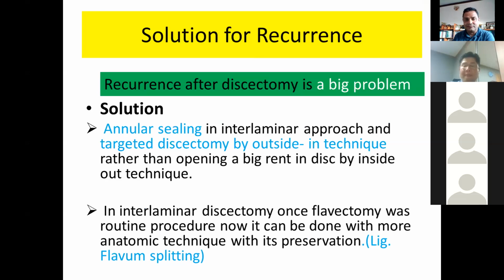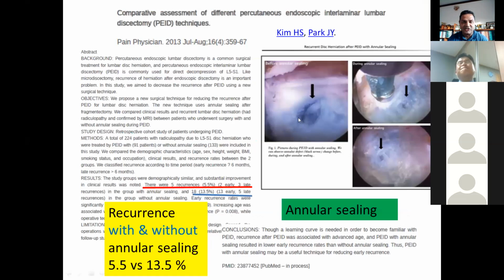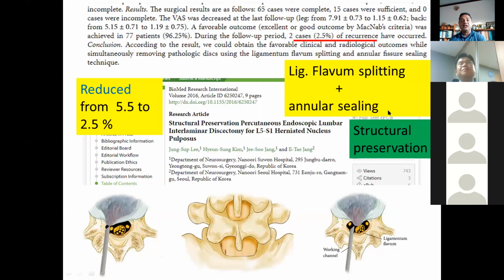This annular sealing and targeted discectomy by the outside-in technique is one method to reduce recurrence. Another method is to approach the discectomy by the anatomical approach, the ligamentum flavum splitting approach, that is structural preservation. A study by Hansen Kim showed that with the annular sealing technique, the recurrence rate dropped from 13.5% to 5.5%. And when he added the ligamentum flavum splitting technique, that we call the structural preservation technique, it reduced from 5.5 to 2.5.